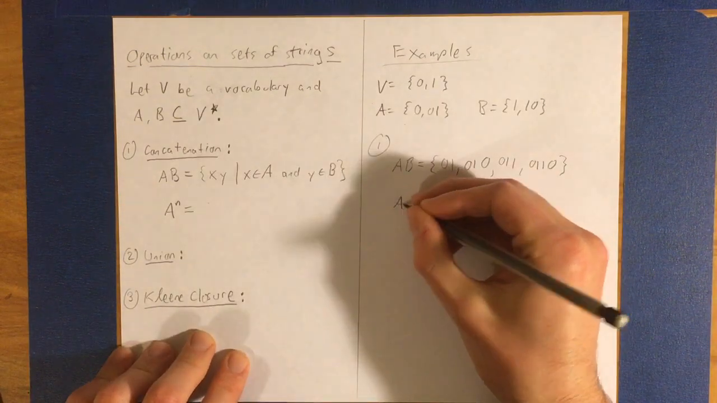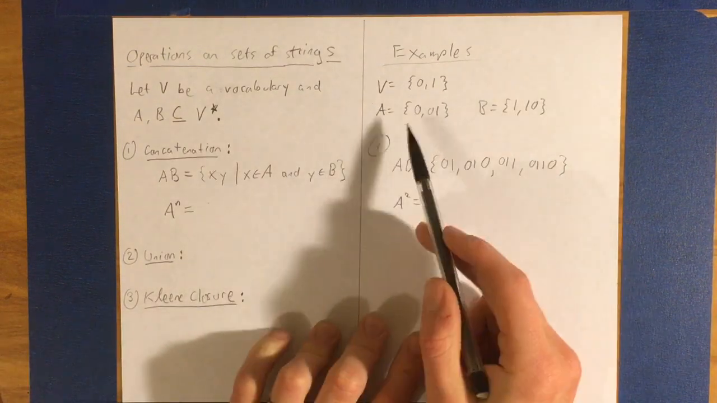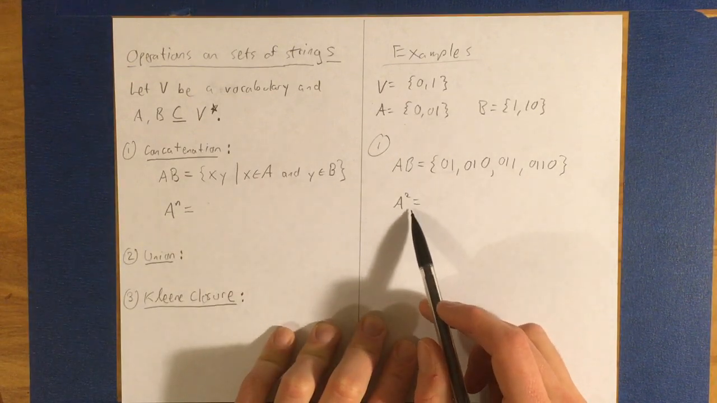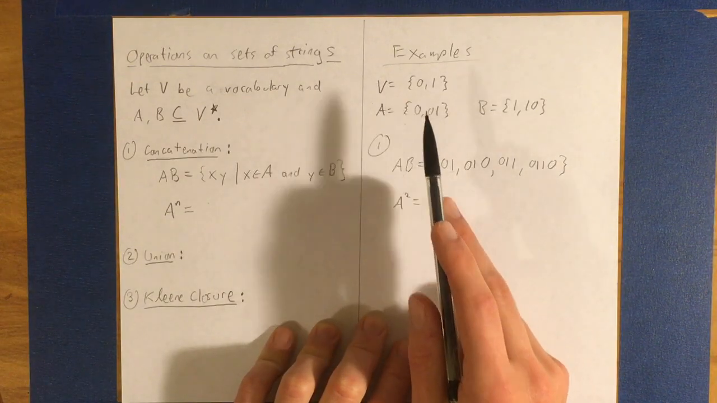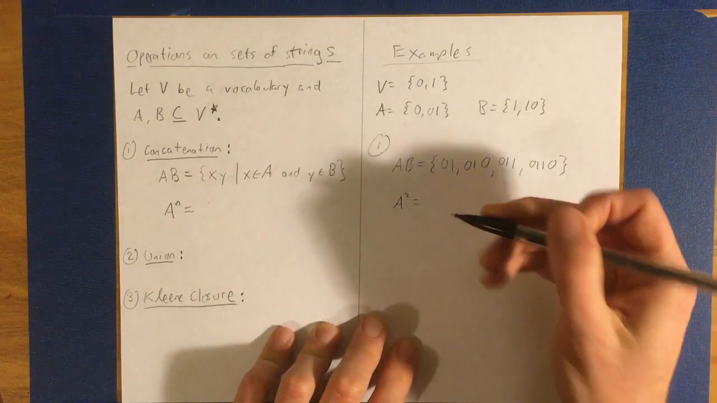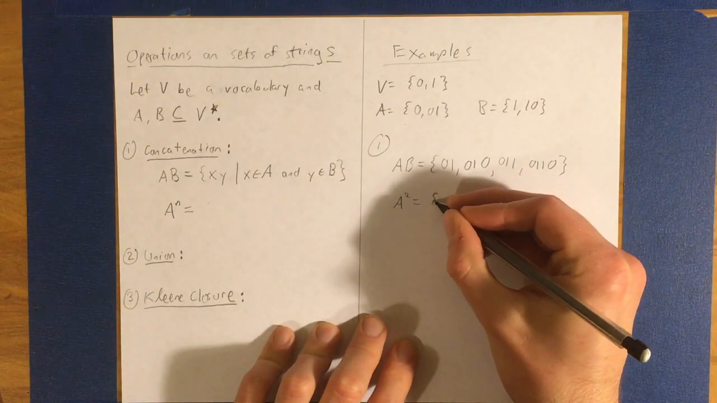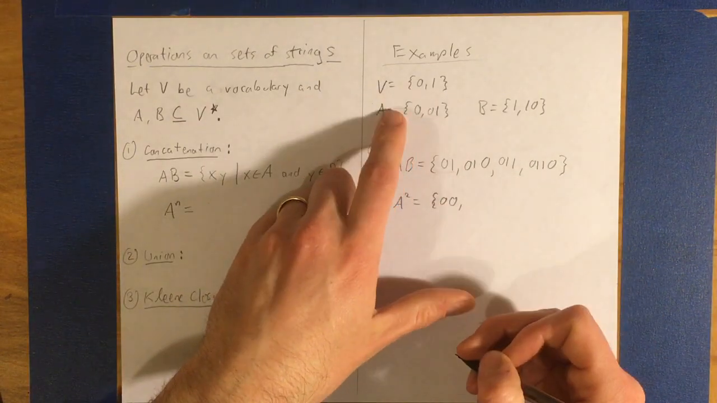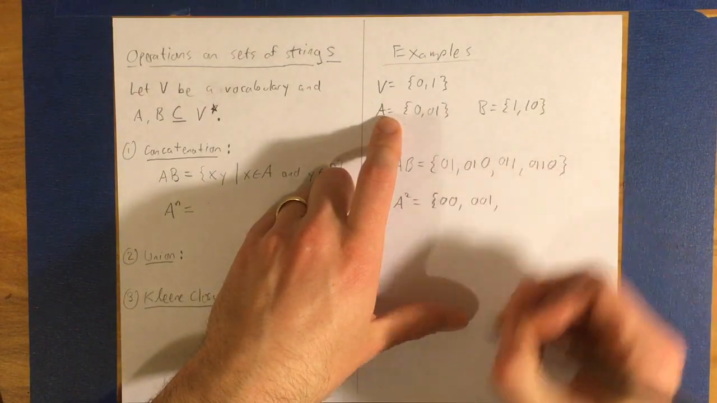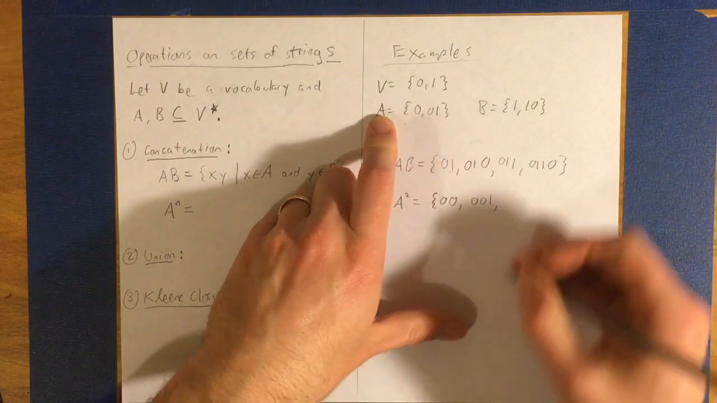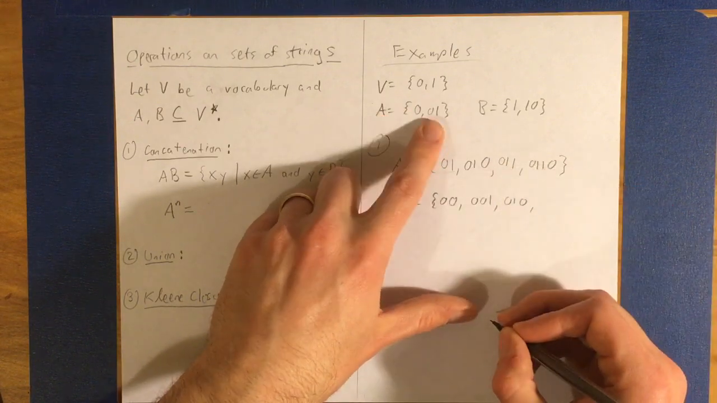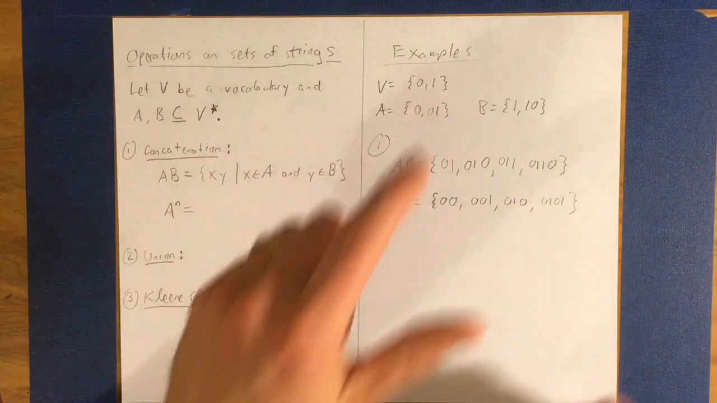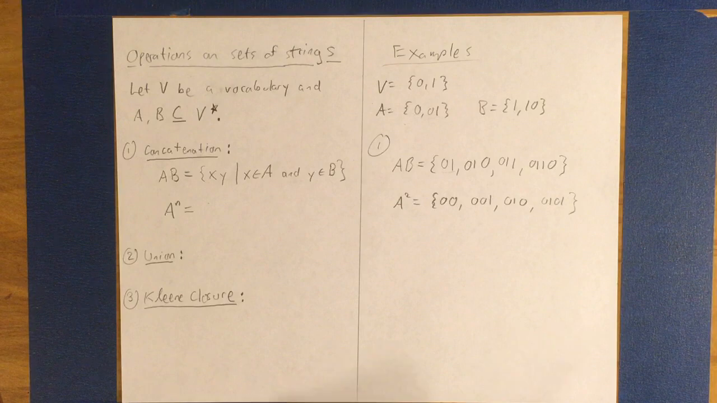So like in this example, A squared, I'll just do the example first and I'll go back and write the definition because the definition's a little hard. The example would be elements of A concatenated with other elements of A. So we could get, for example, 0, 0, which is the first one with the first one. We could do the first with the second and get 0, 0, 1. We could do the second followed by the first, 0, 1, 0, or the second concatenated with itself, 0, 1, 0, 1. And those are all the options. So that's what A squared would be.